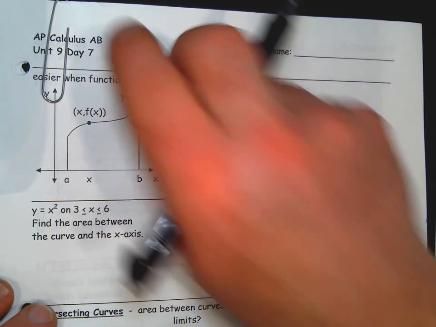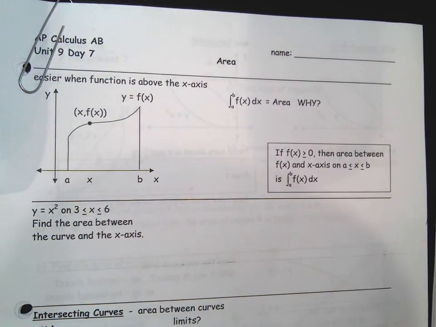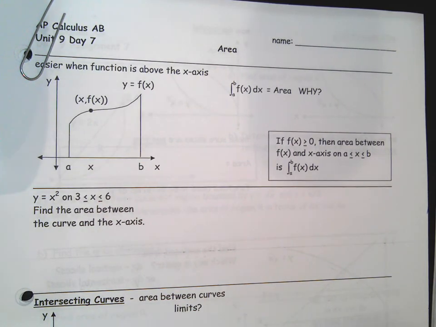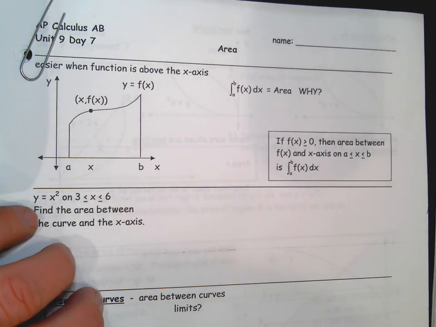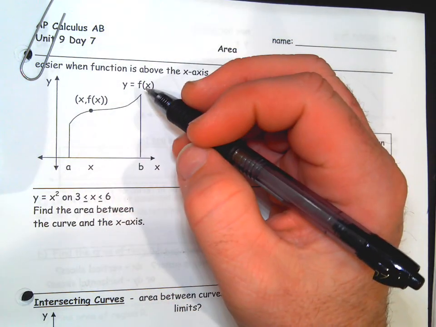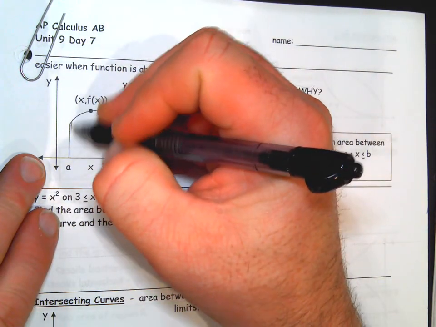AP Calculus AB, Unit 9, Day 7, Lesson. We're going to go a little more into area. We've been talking about area this unit, but we're going to take it up a step. So we've been talking about this idea that when we integrate, we're getting area.